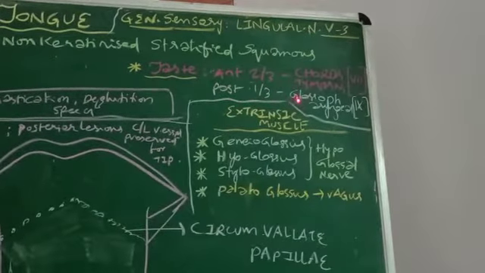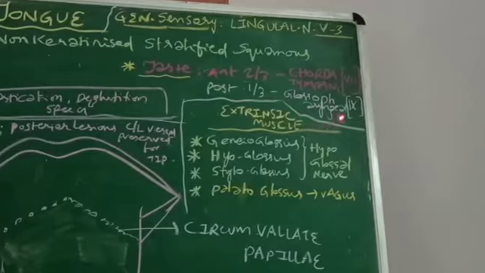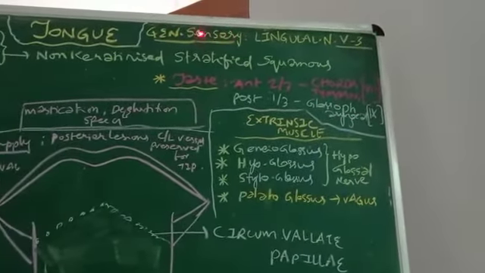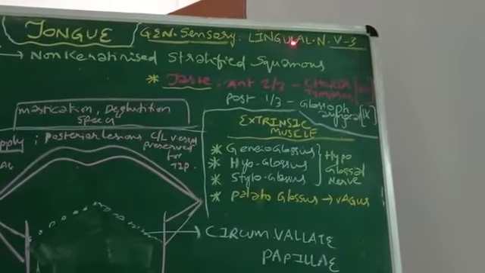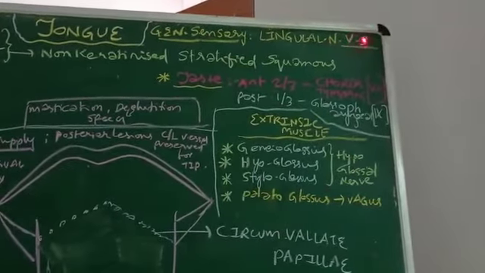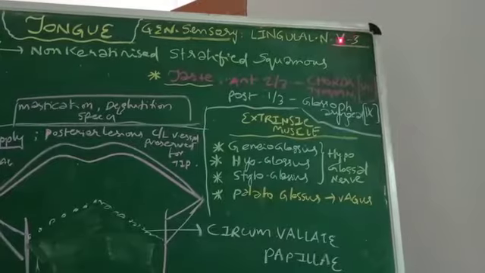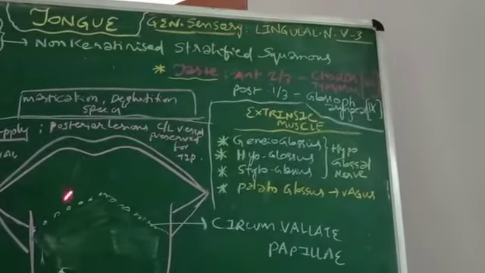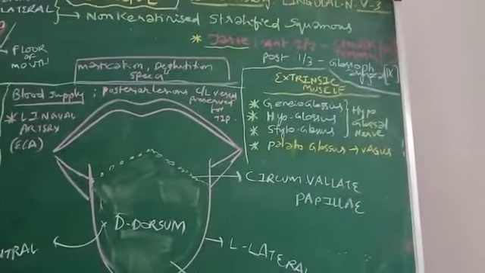The posterior 1/3 of the tongue is supplied by the glossopharyngeal nerve, that is the 9th cranial nerve. General sensory supply is by the lingual nerve, a branch of the trigeminal, that is the mandibular division of the trigeminal, V3. So that is the general sensory supply for the tongue. The whole of the tongue senses by the lingual nerve.